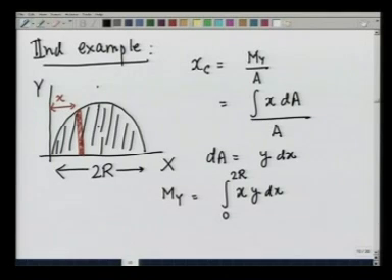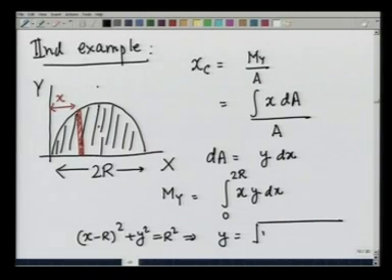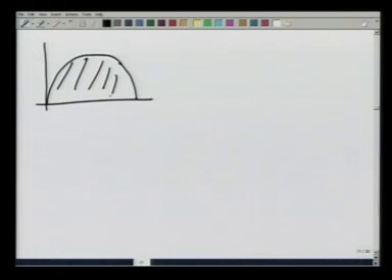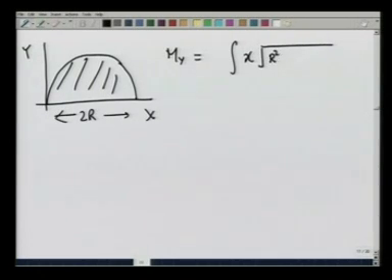What about the value of y at a given x? The equation of the circle whose center is at r and y 0 is going to be x minus r square plus y square equals r square, and therefore, y is equal to square root of r square minus x minus r square, and therefore, m y for the semicircle area is going to be equal to, this is 2r, integration x y is square root of r square minus r minus x square dx 0 to 2r.